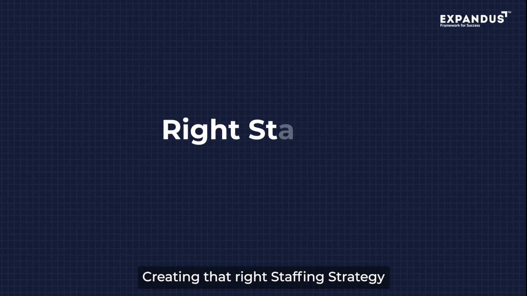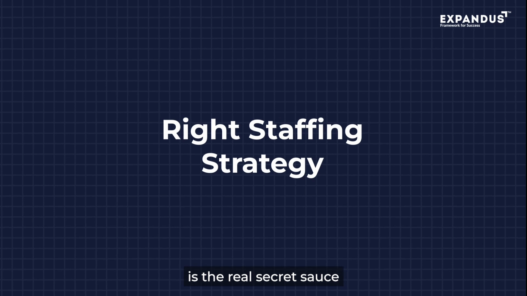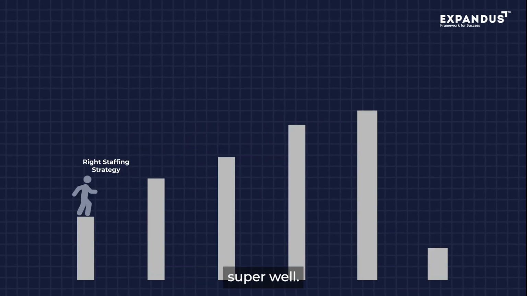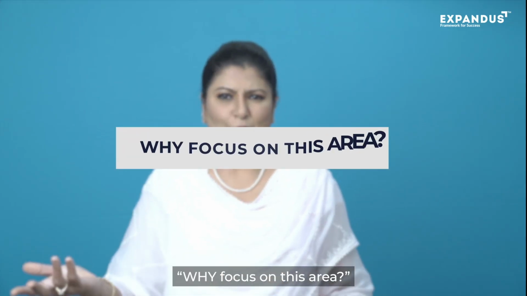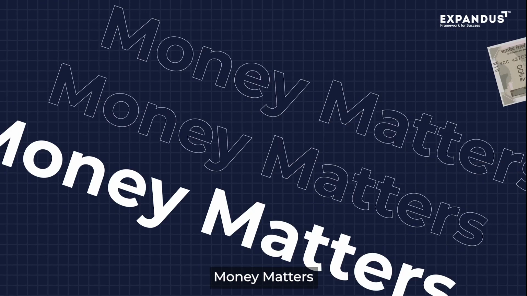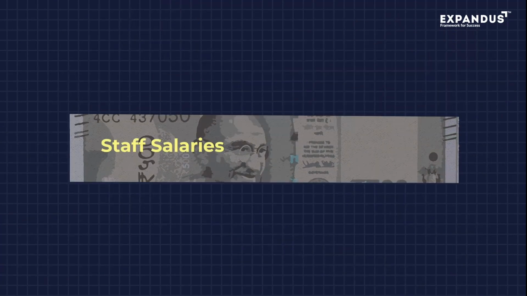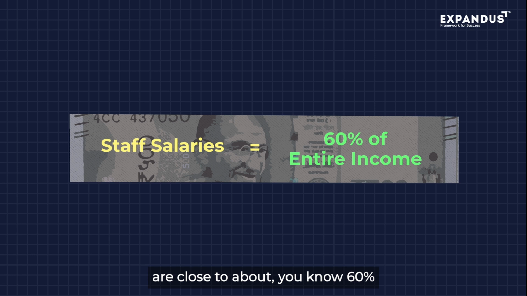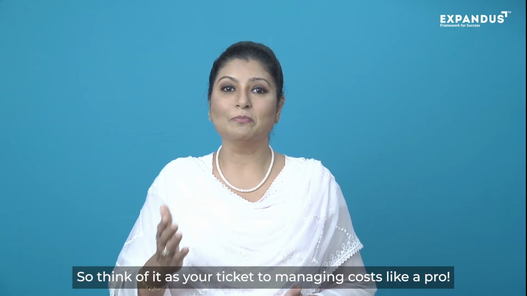Creating that right staffing strategy is the real secret sauce, and any company that masters this is able to scale super well. But let me elaborate the why focus on this area a little more for you. Firstly, money matters. Staff salaries in a software development company are close to about 60% of your entire income. So think of it as your ticket to managing costs like a pro.